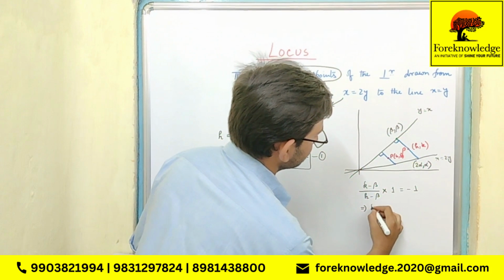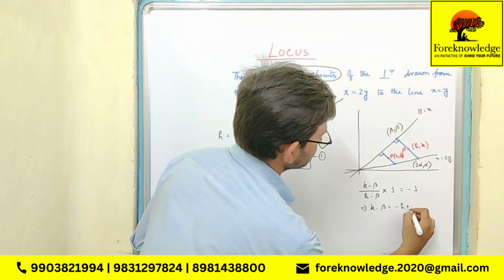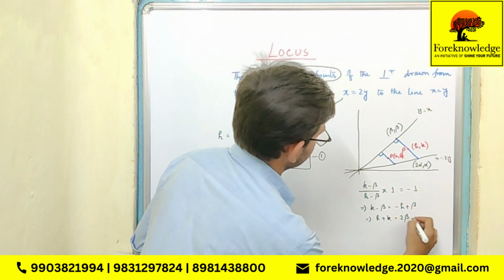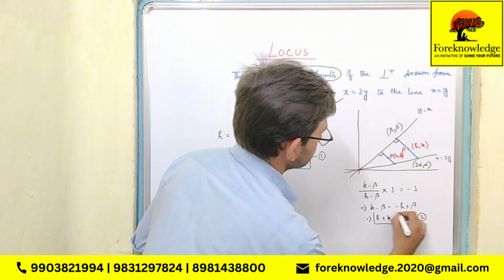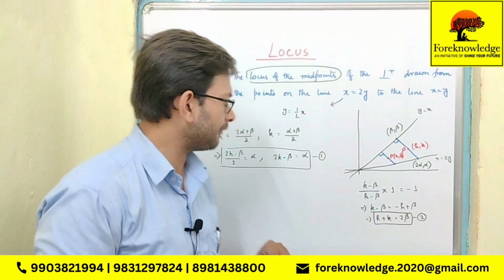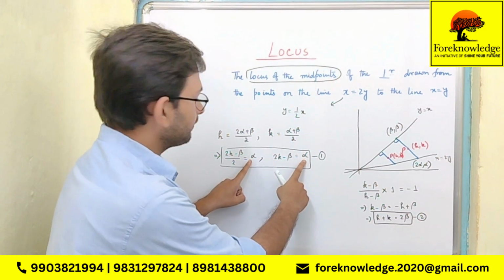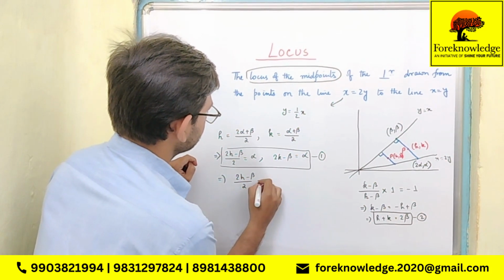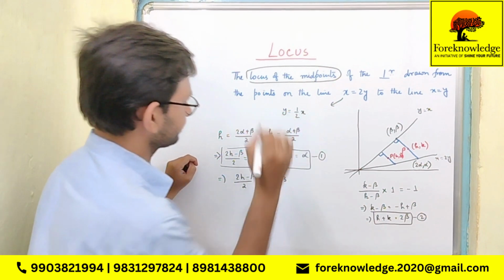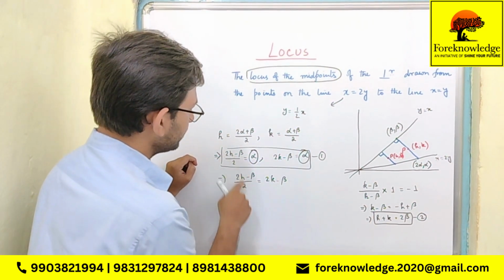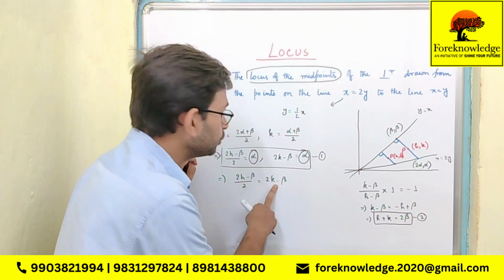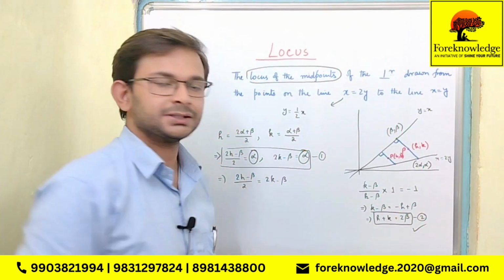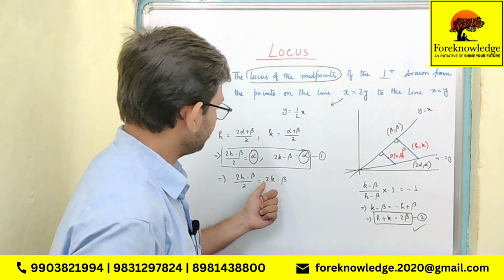So from here we get k minus beta equal to minus h plus beta. So h plus k equal to 2 beta. This is equation number 2. Now what do we have to eliminate? We have already eliminated alpha because both alphas are equal. So we can write 2h minus beta by 2 equal to 2k minus beta. Alpha is already eliminated and we will use this relation to eliminate beta.